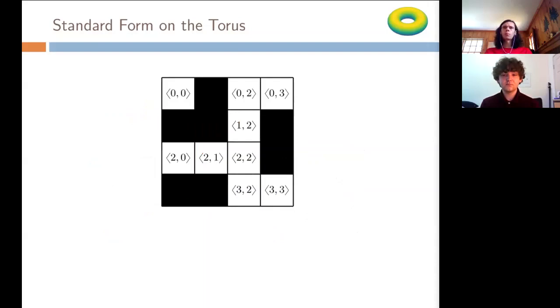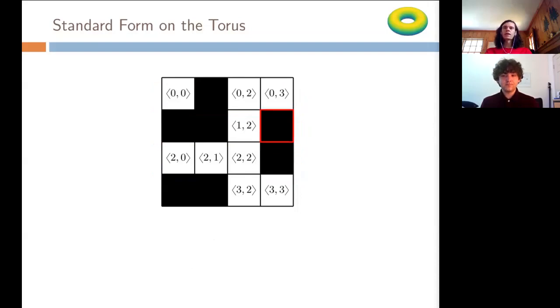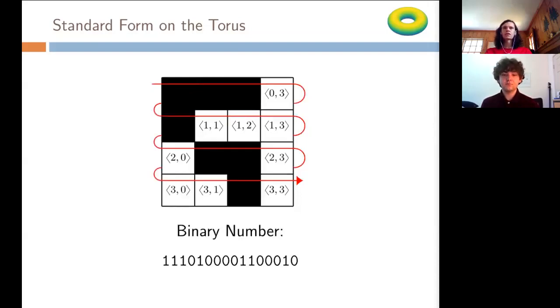Let's look at a smaller example on the 4x4 torus. For this particular dissection, consider iterating over the vertices on the torus row by row, as shown by this red arrow. If we let filled cells be 1 and empty cells be 0, we can obtain a binary number by concatenating the value of each cell. We let the translation with the maximum binary number be the standard form of the toroidal polyomino. In this case, the cell that yields the highest number is the following. And after translating it to 0, 0, we obtain this dissection.